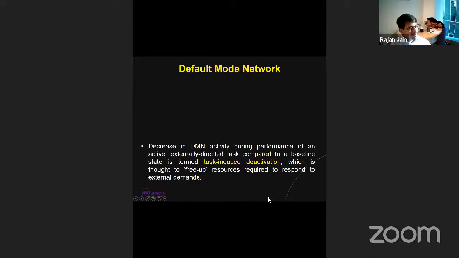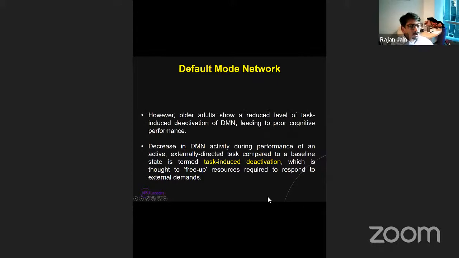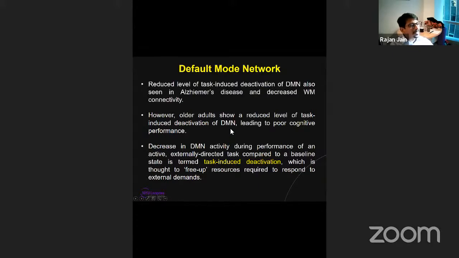And what's the importance of that? The reason I'm mentioning all this is because when you're trying to do externally directed, very driven tasks, you're not letting your default mode network work, and your creativity kind of goes down, right? But it's also known that in older individuals, there's a reduced level of this task-induced deactivation of the default mode network, leading to poor cognitive performance, right? And this similar reduced task-induced deactivation of default mode network is not just seen in older individuals, but in patients with Alzheimer's disease and any patient who shows any decreased white matter connectivity due to a disease process, right?